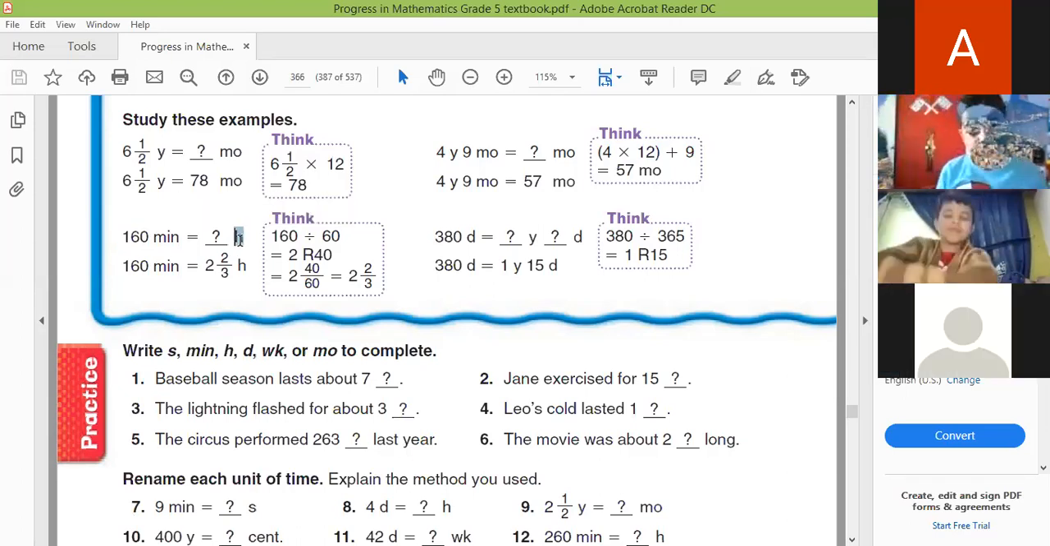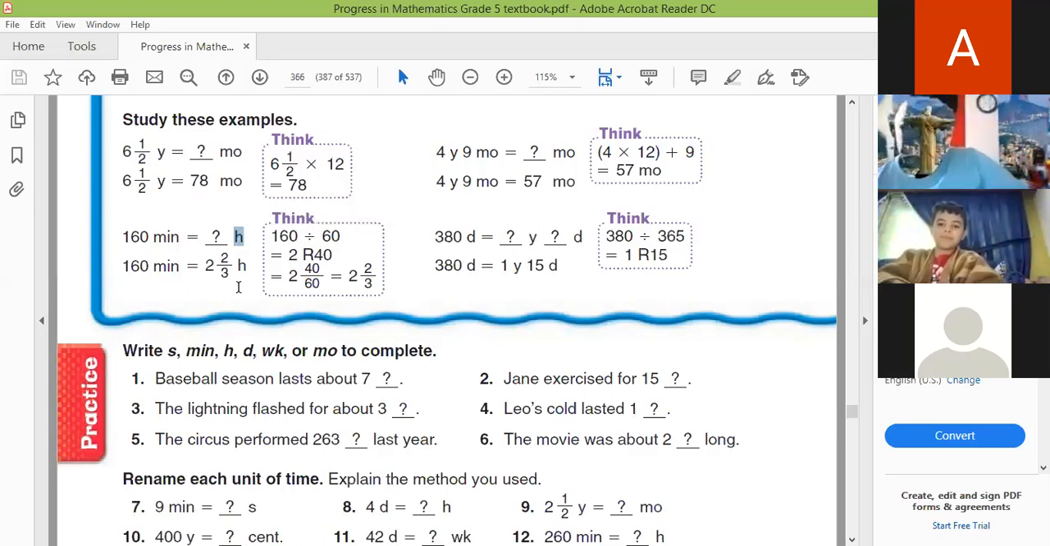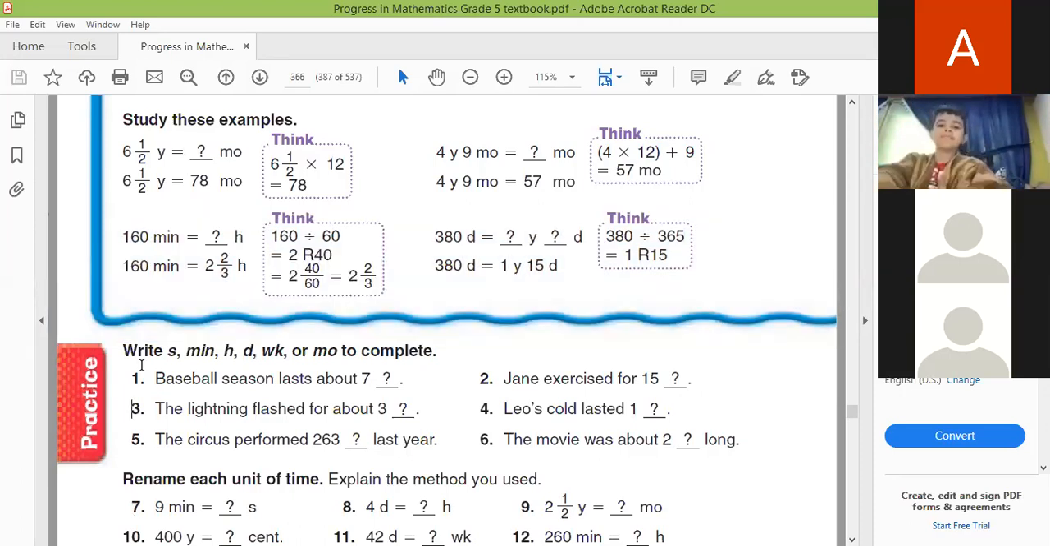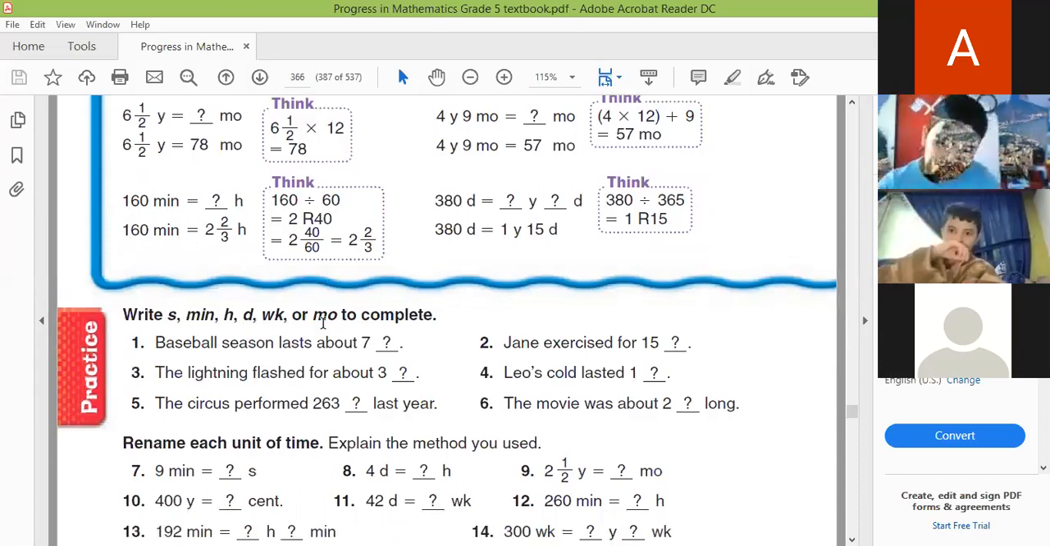Now same like this here, as you can see, there are 160 minutes, and we will convert it into hours. What does MO mean? MO means months. 160 minutes equals how many hours? We will divide it by 60. We have a remainder of 40. It equals 2 hours and 40 minutes.